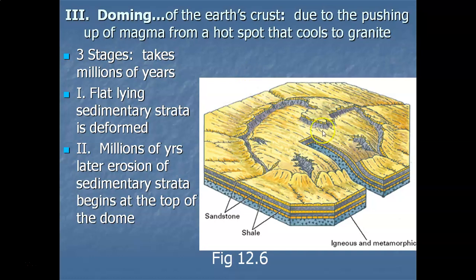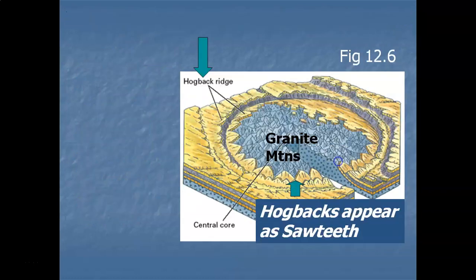And so we're going to start to strip off layer by layer of the sedimentary strata at the top of the dome. All right, so now we're going to move on to stage 3. And what we're going to do is we're actually going to expose the granite, and it's going to form a big granite mountain range. There we go.